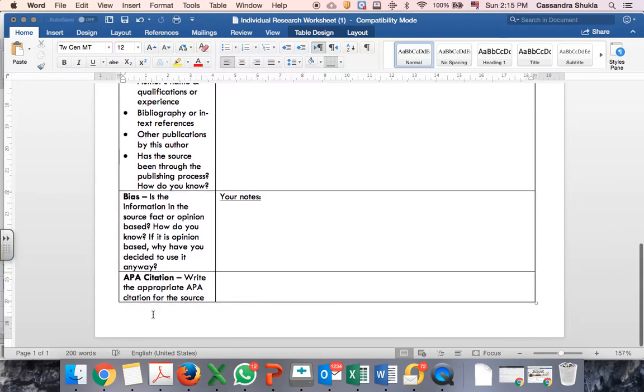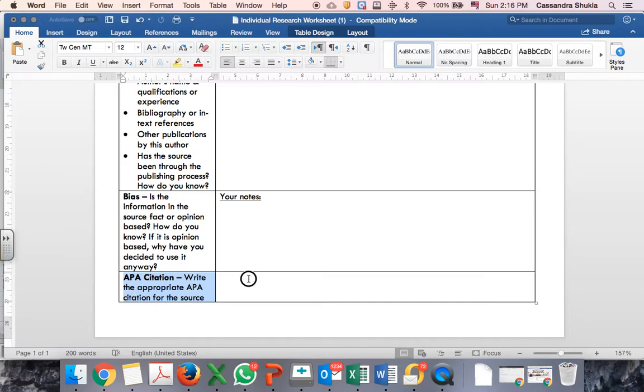And then this last piece, I want you to go ahead and skip for now. We're going to do this at a later point. The APA citation is an area where you're going to learn APA after spring break. And we're going to go ahead and insert this. It's how we record exactly where we've taken the information from.